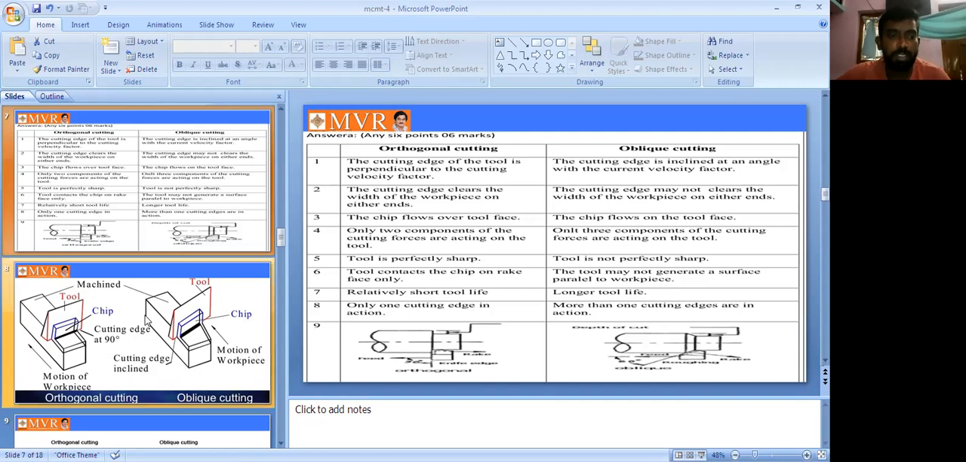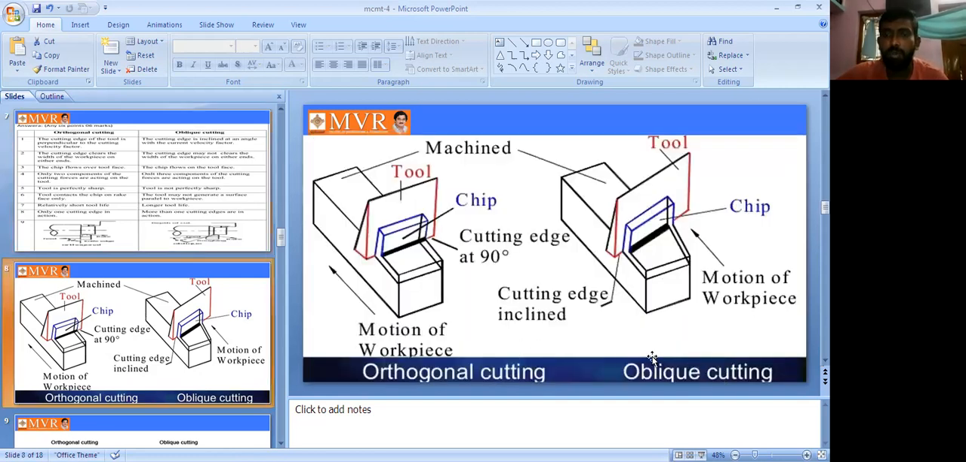So next, we can see the orthogonal cutting and oblique cutting diagram. This is orthogonal cutting, this is oblique cutting. See here, the machine position is like this. The tool is like this. The tool will be fixed perpendicular here, and here the tool will be fixed inclined. So that is a difference here in the tool. Next one is the chip. The chip will be removed here.